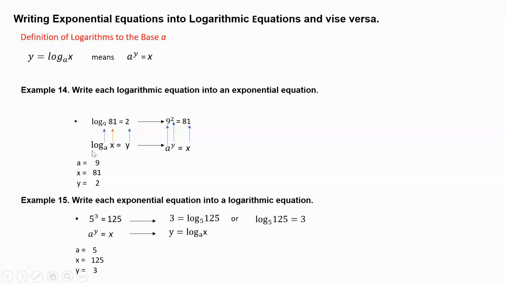So again, you have to know what the a, the x, and the y are for either logarithmic to exponential or exponential to logarithmic form. There's only 2 examples because these are very self-explanatory. So let me move on to the next thing. Okay, now in order to graph without a calculator, you must convert the logarithmic equation to an exponential equation.